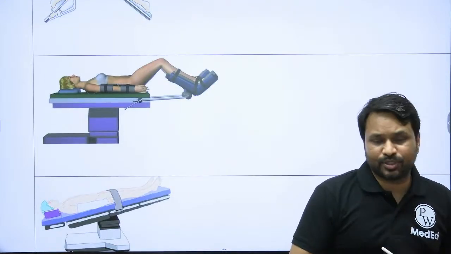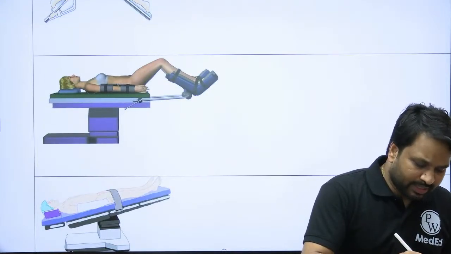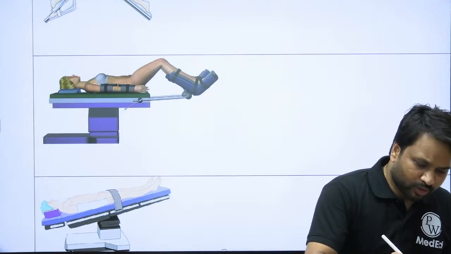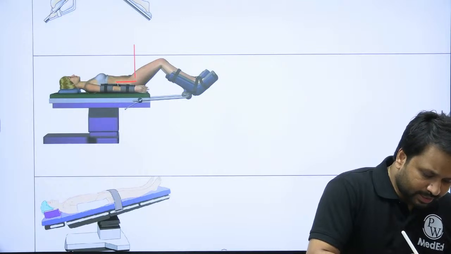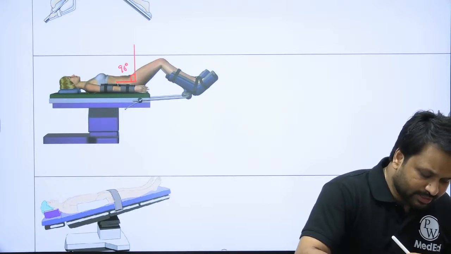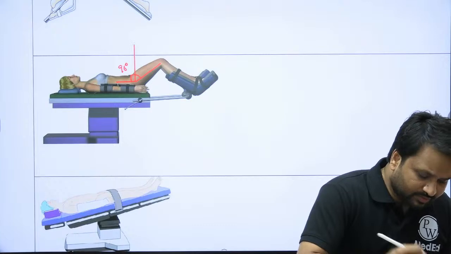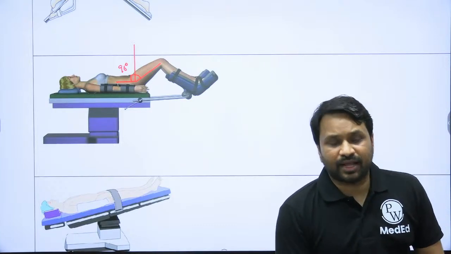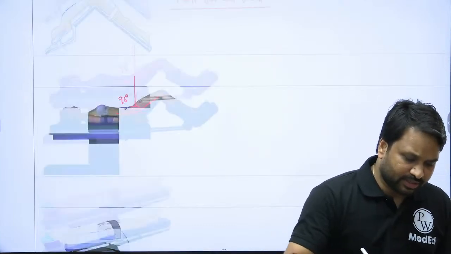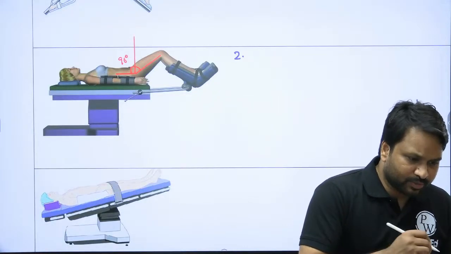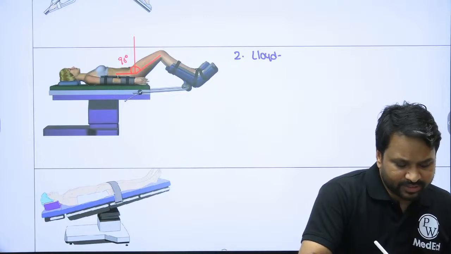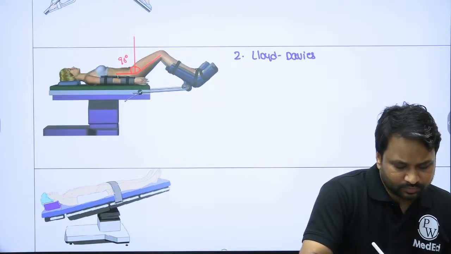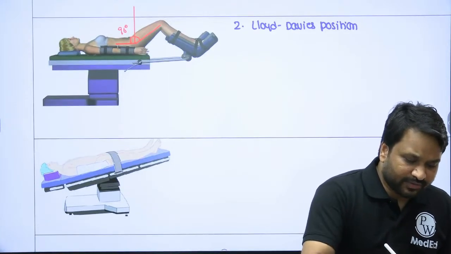Can you tell me this position? Normally in a lithotomy position, as we have mentioned before, I would want the hip to be flexed at 90 degrees, but here you can see there is a much wider angle at the hip. Can anybody identify this position? The second position is what we call the Lloyd-Davis position. It is a variation of lithotomy.